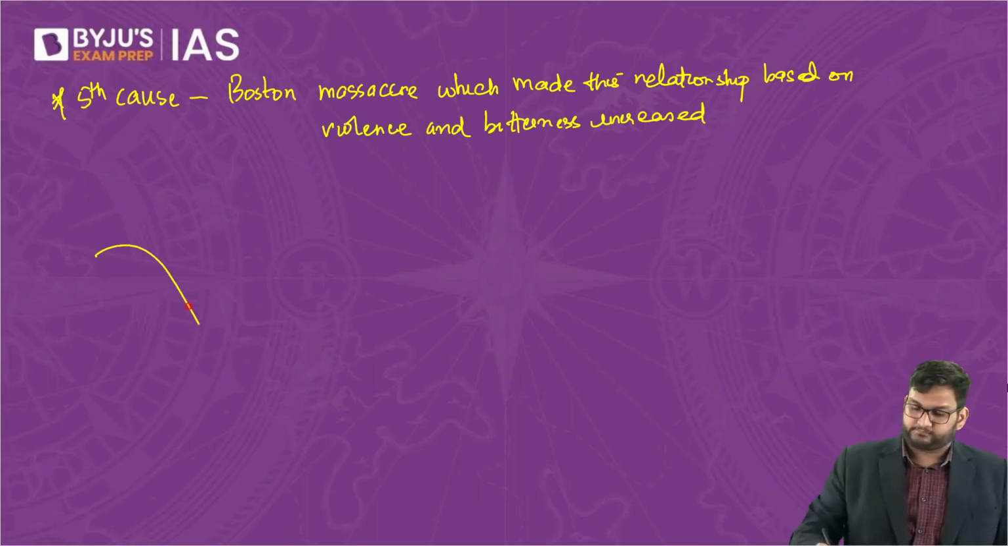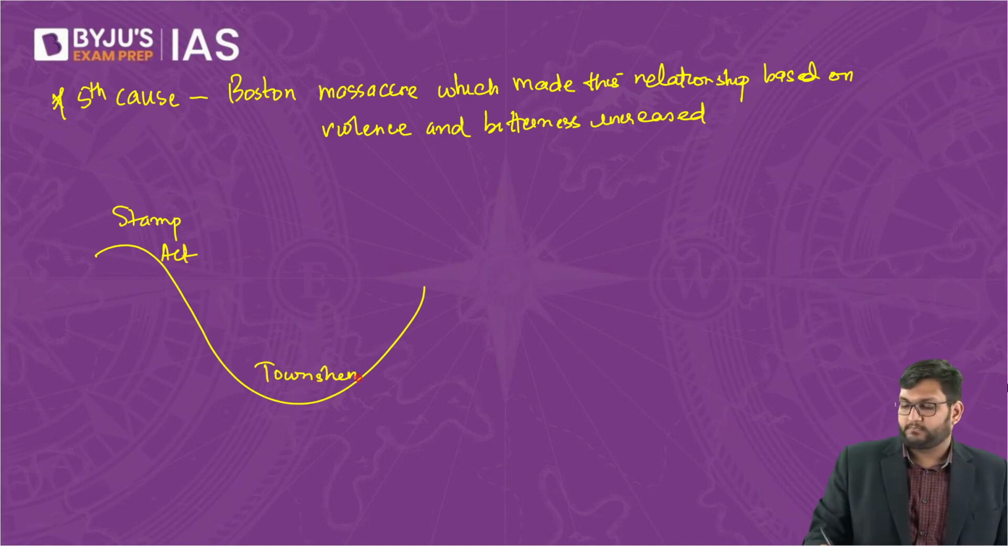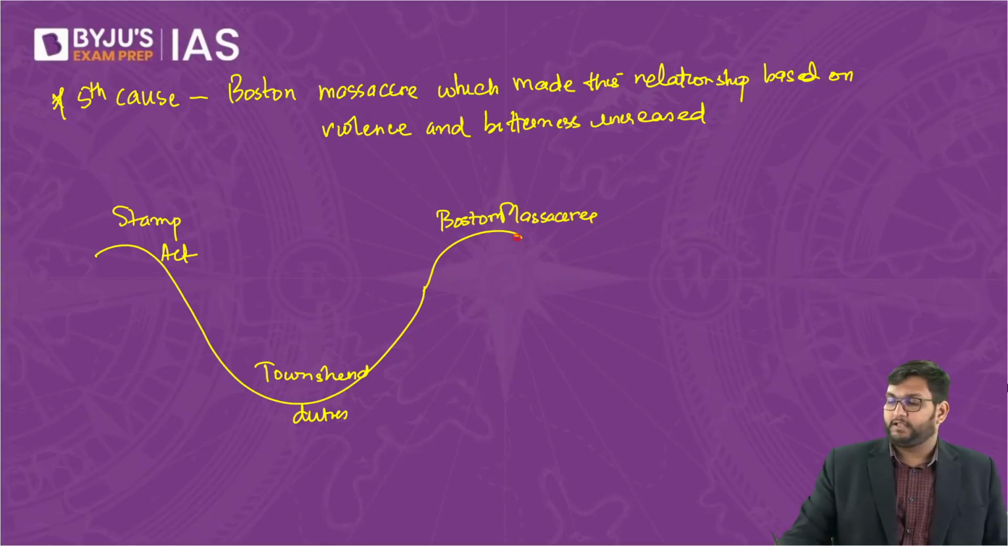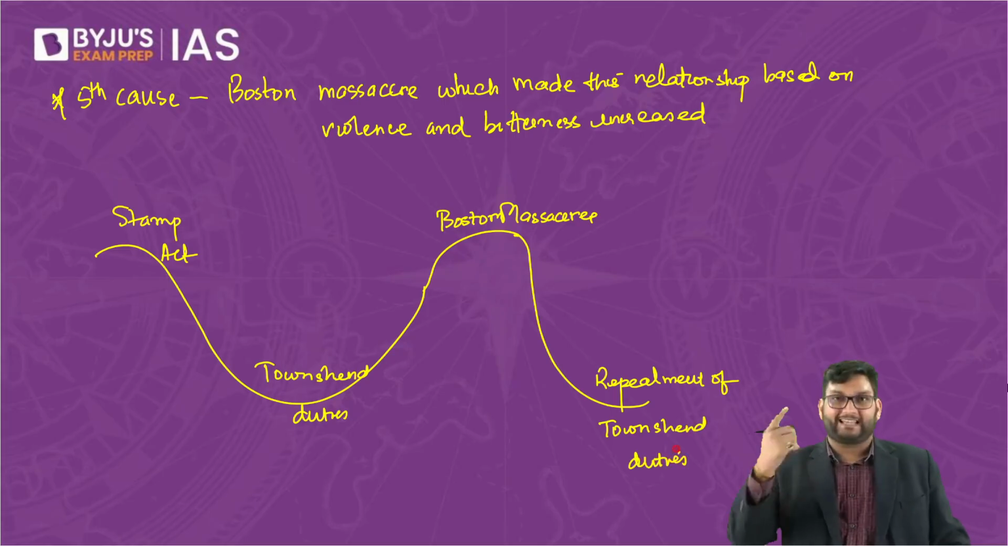Okay, now we've gone through one merry-go-round, which is the Stamp Act, Townshend duties, and Boston Massacre. Now the very simple de-escalation point was repealment of Townshend. So this is one cycle.